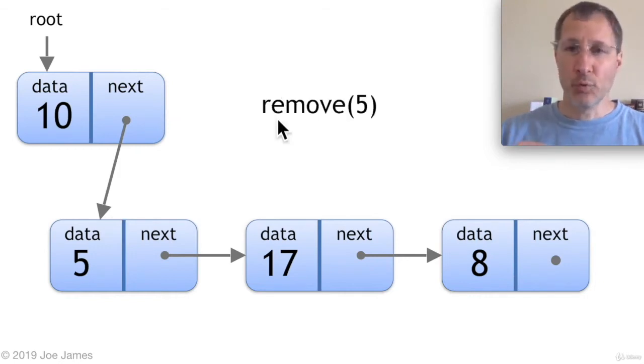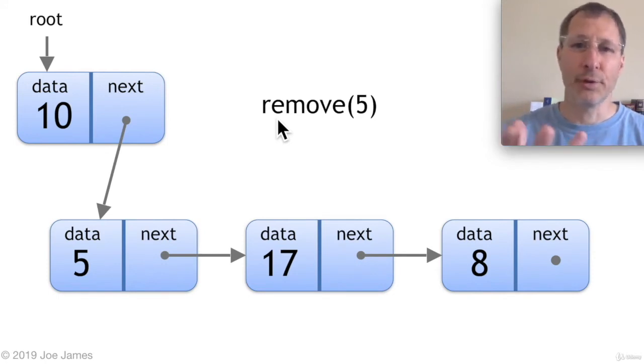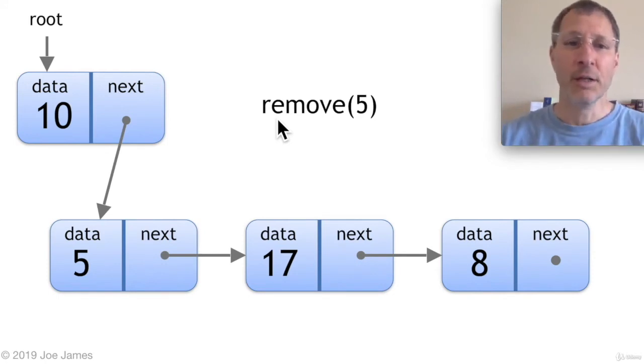Next we want to try and remove a number. So let's try and remove 5. Obviously if we try to remove a number like 200 and it's not in this linked list, then we'll get back either a false or a None or an error or something.